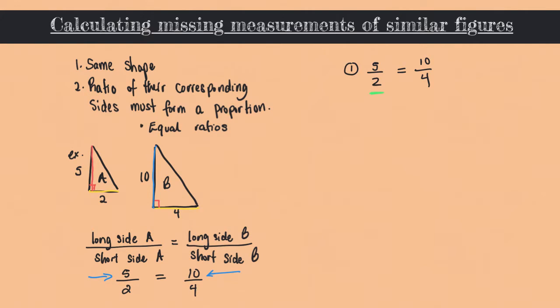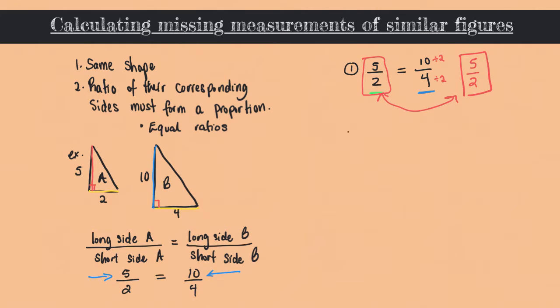Then look at the second ratio, 10 over 4, and ask yourself, can this be simplified any further? Well, there is a common factor between 10 and 4. What is that common factor? It's 2. So if I divide both numerator and denominator by 2, my fraction will be simplified to 5 over 2, 5 halves. So what we notice is that the left-hand fraction and the right-hand fraction become the same. They're equal. That's one way you can do it.